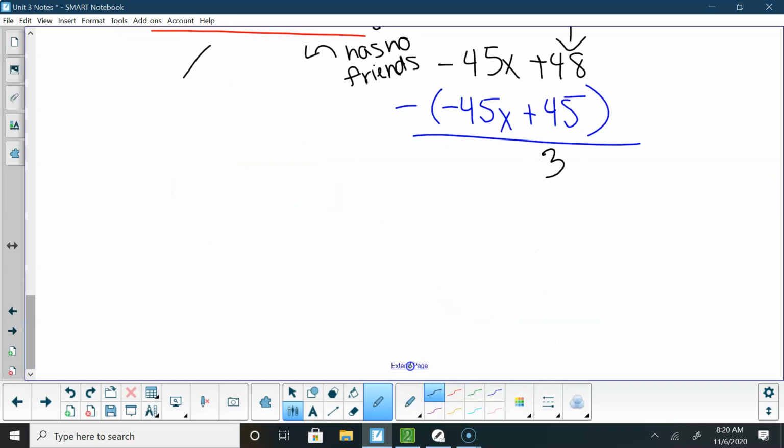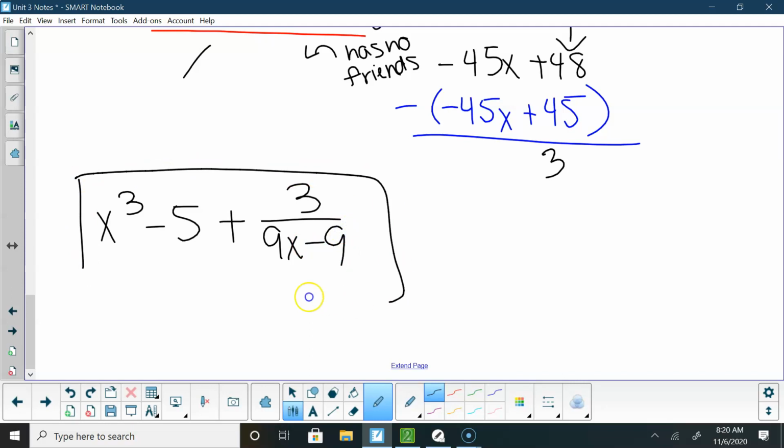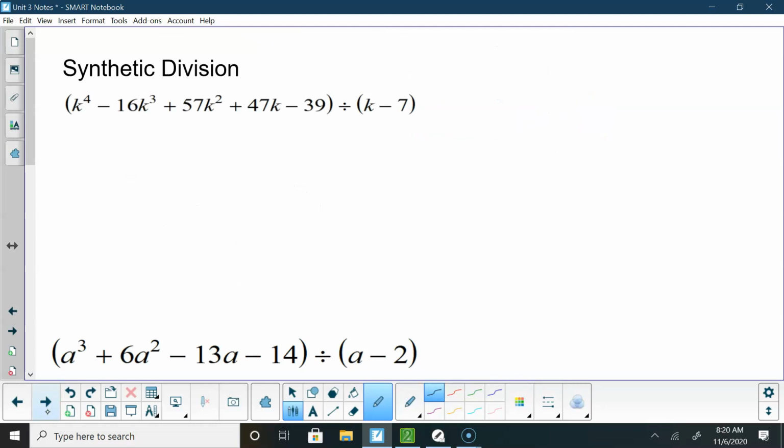So, final answer is going to be x cubed minus 5 plus 3 over 9x minus 9, right? Yay, we've learned long division. Now, synthetic division, once I show you that, you're going to be like, I want a synthetic division, all of the things. Problem is, synthetic division does not work on all of the things.